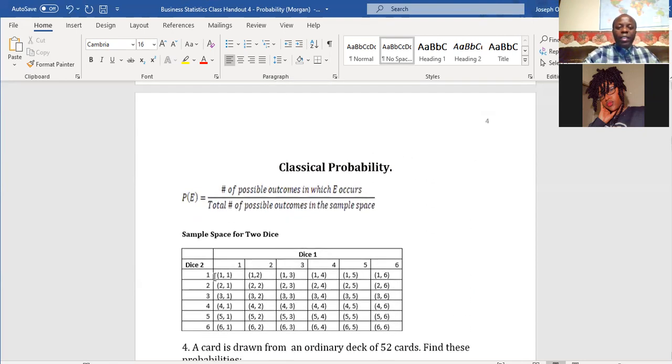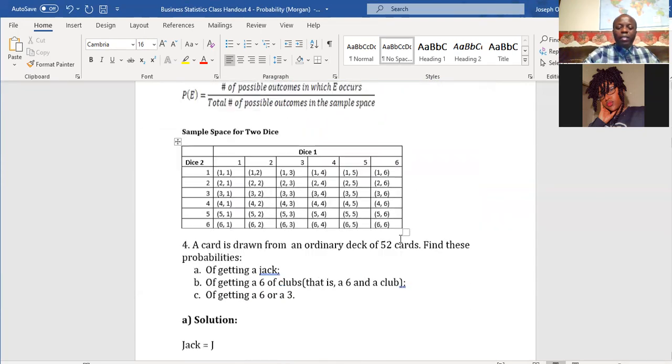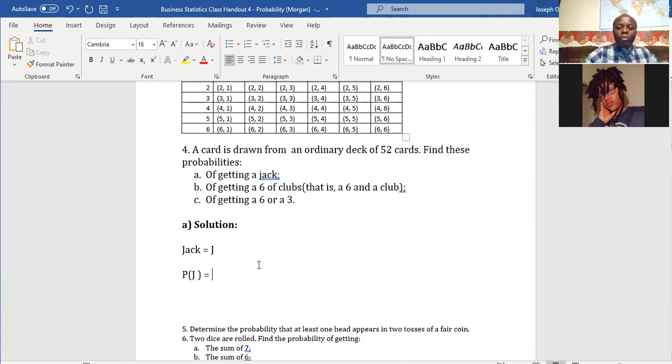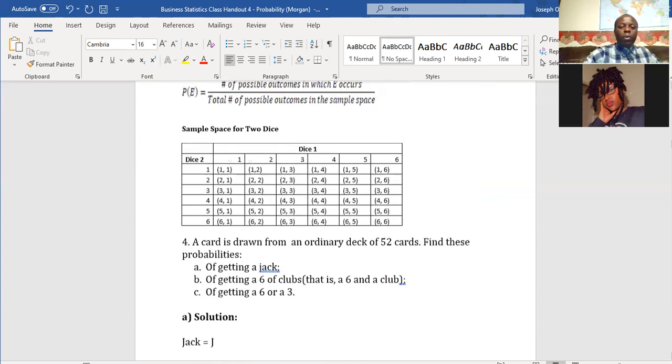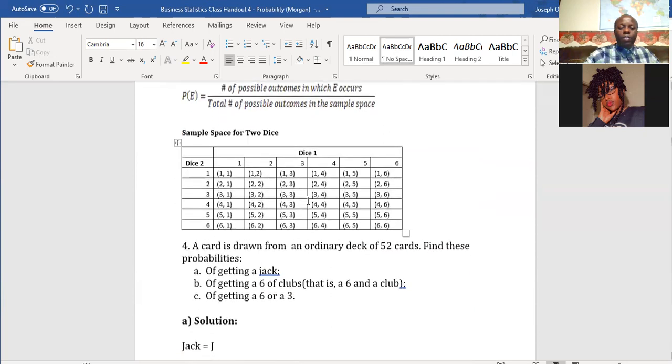How many jacks do we have in the deck of cards? You can see jack right here. We have 4 jacks: 1, 2, 3, 4. So the probability that the card drawn is a jack would be 4 out of 52 cards. Why 52? Because as you can see from the chart, if you count all these cards here, it's going to be 52. So 52 playing cards.